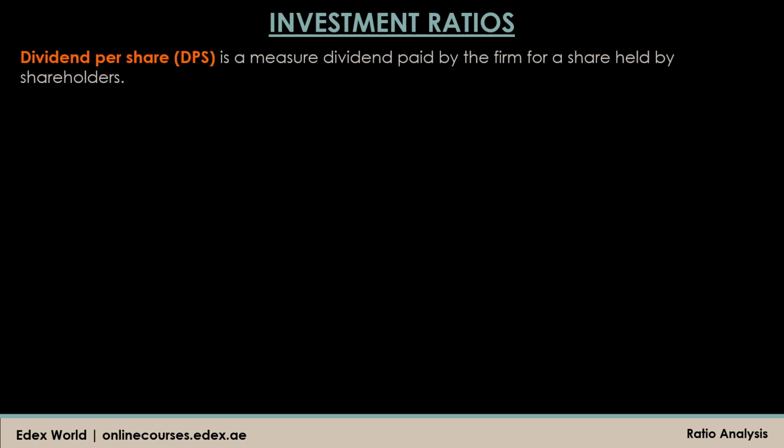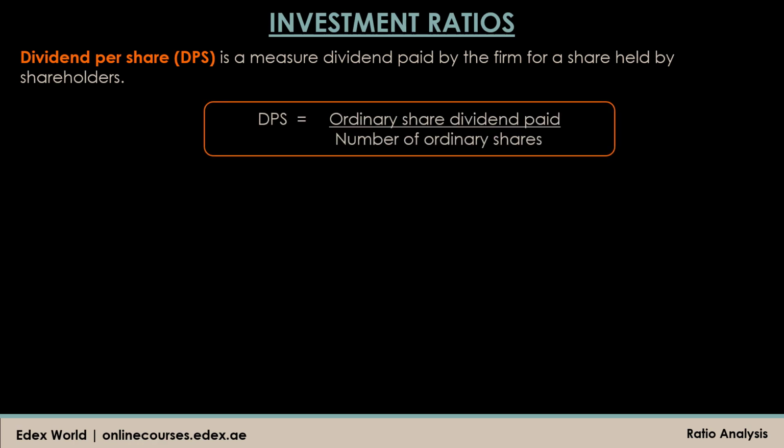And then we have the dividend per share. In this, we will calculate the ordinary share dividend paid by a firm divided by the number of ordinary shares under issue. So very simple. If the firm has overall paid, let's say $50,000 as dividend during the year and 100,000 shares are under issue, so $0.5 will be dividend per share. So it shows you how much dividend you will get from the firm if you own one share of that firm.